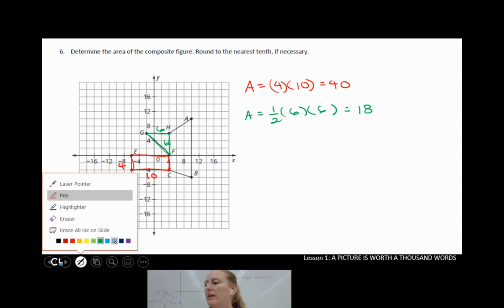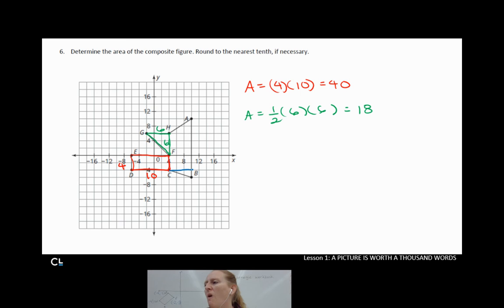Let's cut off some more triangles. I'm going to cut off this triangle. Oh, it's like an itty bitty baby triangle. Look at me, so little and cute. My base is 2, 4, 6 units and my height is 2. So area equals 1/2 base times height. 6 times 2 is 12. Divide that by 2 and you're back down to 6.